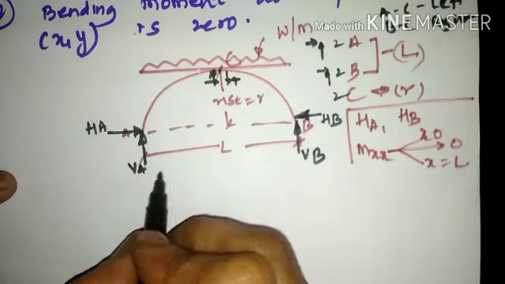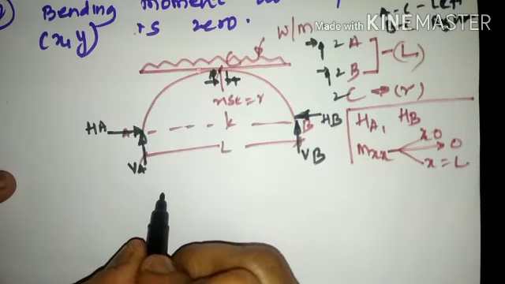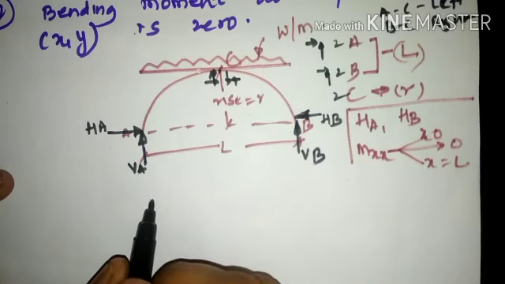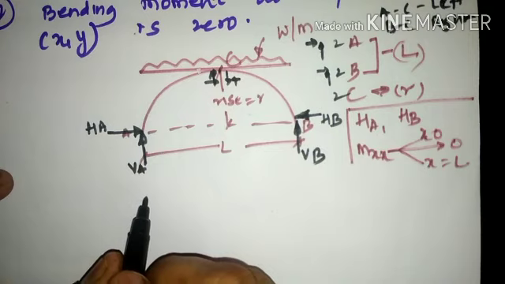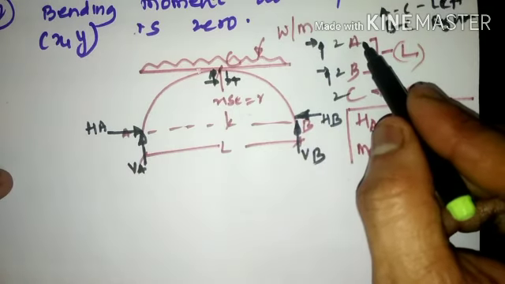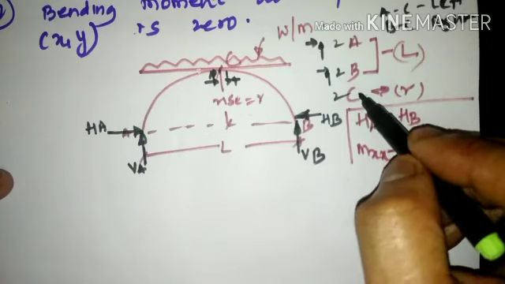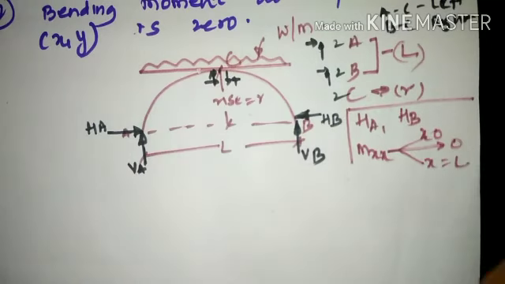So we are going to make use of the three equations of equilibrium, that is summation Fx is 0, summation Fy is 0, and moment with respect to the support is equal to 0. Moment with respect to the support means moment with respect to A is equal to 0, moment with respect to B is equal to 0, and moment with respect to C is equal to 0.